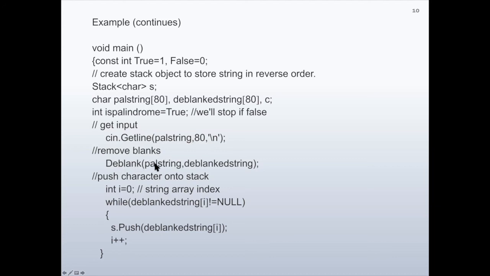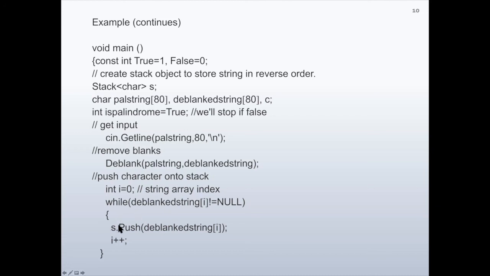It removes the blanks in the pass string and it is stored into the dblank string when the blanks are removed. Then by considering each character in the dblank string, it is going to be stored into the stack. We are using an integer i, this is the string array index, while dblank string i is not null, because we will have a null at the end of the string that the user entered from the keyboard.